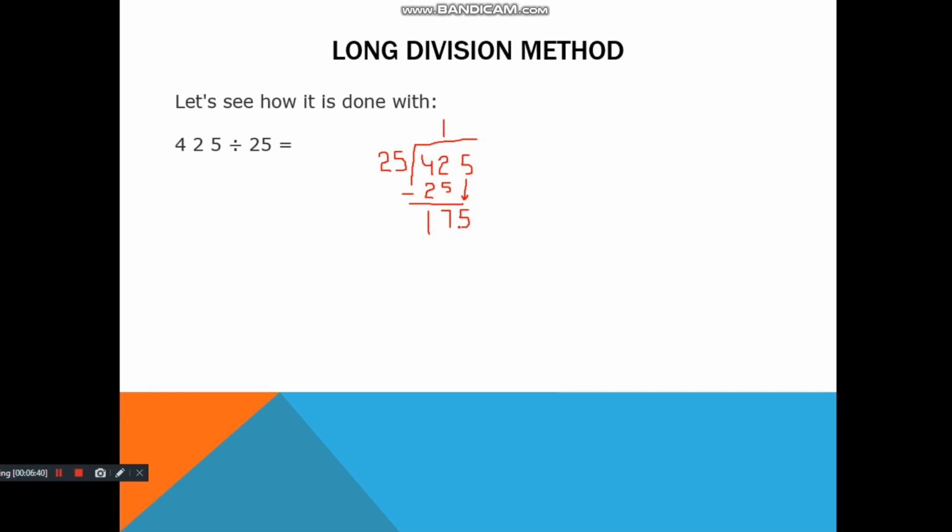Okay, I think it's clear to you. And now we are going to divide the number by the divisor. So 25 times how many? 25 fours are 100, and 25 sevens are 175, and your remainder is 0. What is the quotient? 17 is the quotient. What is 425? That is the dividend. What is the divisor? That is 25.